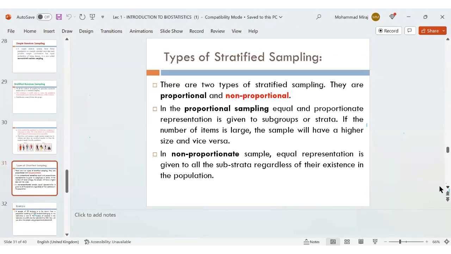Okay. So now let us understand regarding different types of stratified sampling. So first, I told you you need to remember there are three types of sampling. We have got probability sampling, non-probability sampling, and mixed sampling. Probability sampling can be further divided into random sampling, then stratified sampling, and systematic sampling. Stratified sampling has got a strata, and here in stratified sampling, we can be dividing into proportional and non-proportional sampling. So in the proportional sampling, equal and proportionate representation is given to the subgroups or the strata.